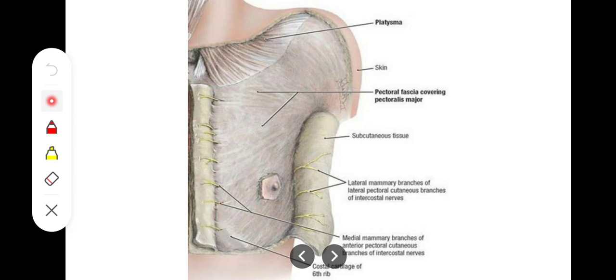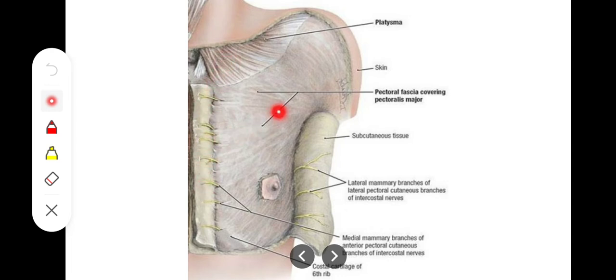Now we'll be talking about the attachments of this fascia, के इसकी attachments कहाँ कहाँ हैं: superiorly, laterally, medially, inferiorly, etc. Superiorly, the attachment of the deep pectoral fascia is the clavicle, because we know that even the pec major muscle originates from the clavicle. Anteriorly it will be attached to the sternum bone.